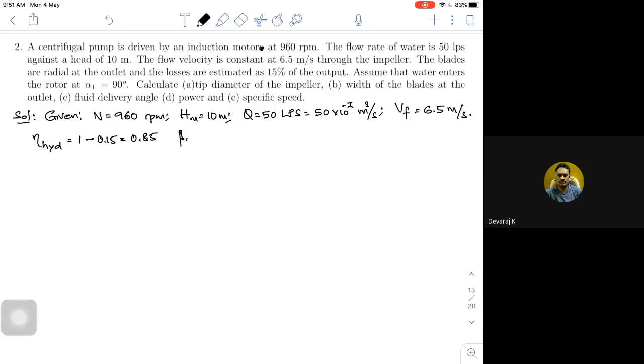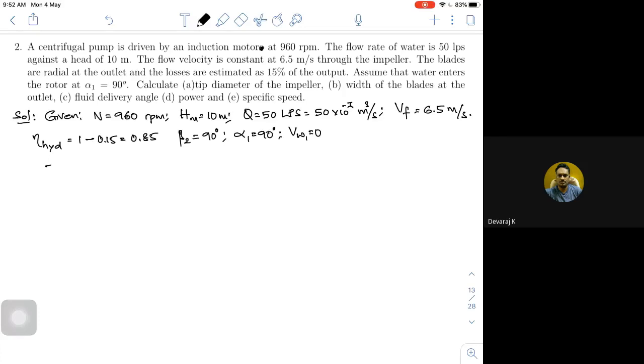the blades are radial at the outlet. So my beta 2 is 90 degrees and my alpha 1 is equal to 90 degrees. Which means that the whirl velocity at the inlet is equal to 0. That means it is a condition of no pre-whirl. So these are the conditions they have given.